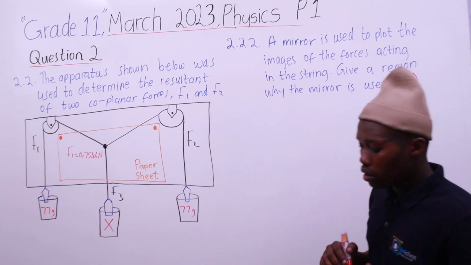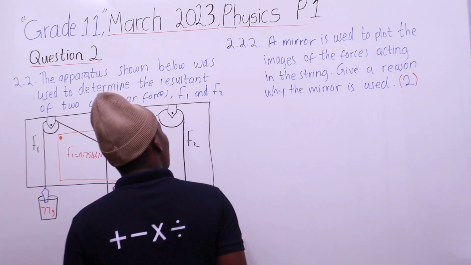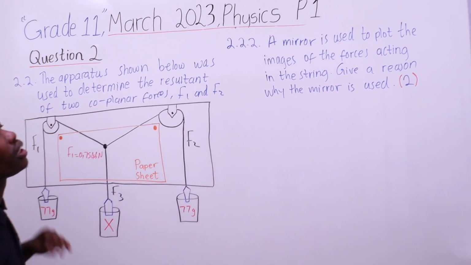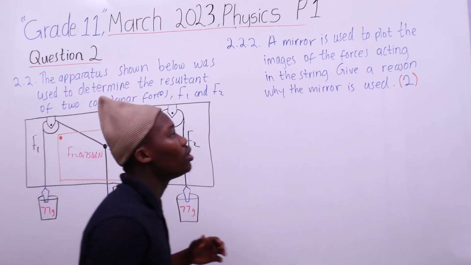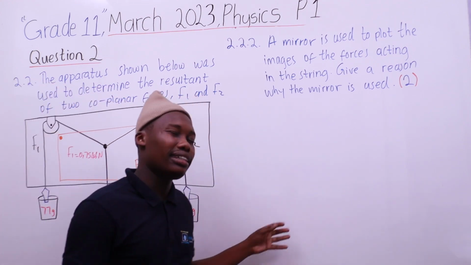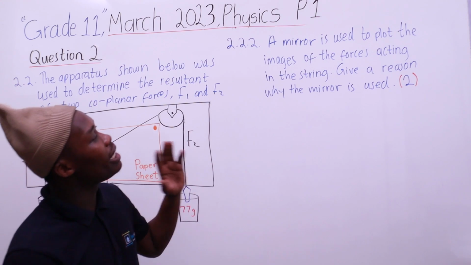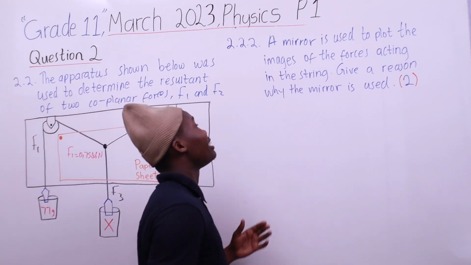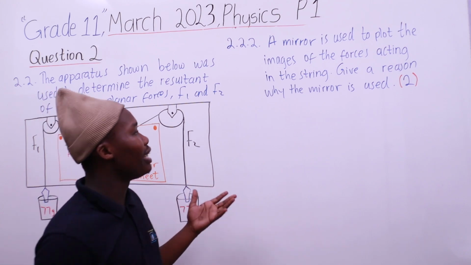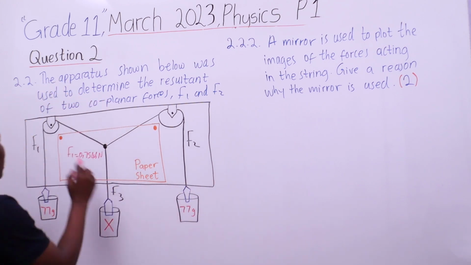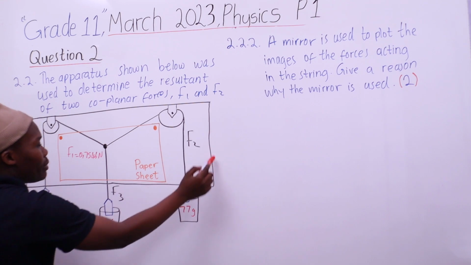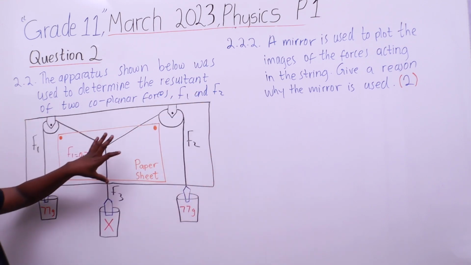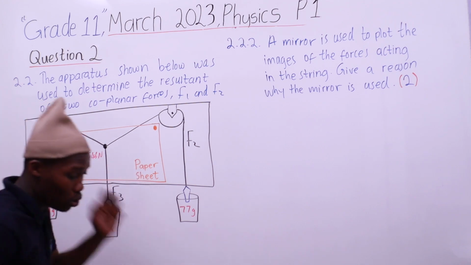Alright, so now nice and simple. You don't need to spend a long time. It's just the way they phrase it that makes it confusing. It says a mirror is used to plot the images of the forces acting in the string. Give a reason why a mirror is used. Here is the mirror, this is square because inside it forms in the paper sheets, the orange.